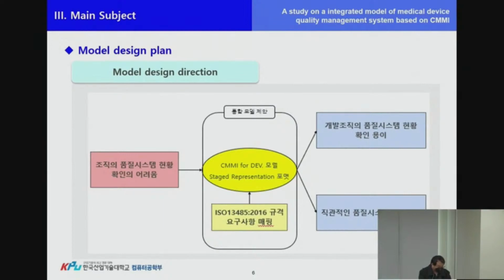This is the model design plan. It is hard to understand the current maturity status of medical device quality management system. So I made the integrated model of medical device quality management system based on CMMI by mapping the requirements of ISO 13485-2016 and specific practice of CMMI.